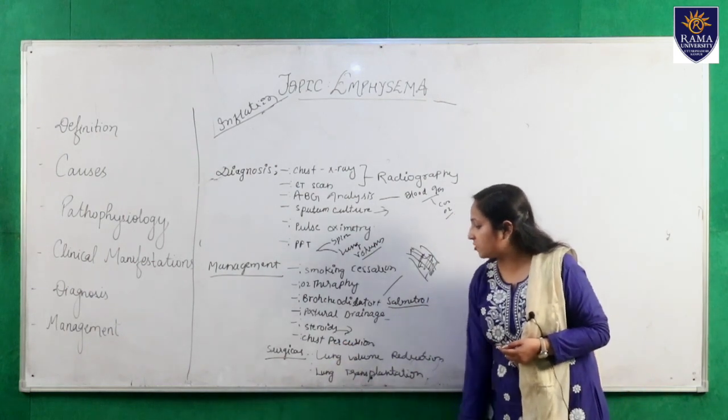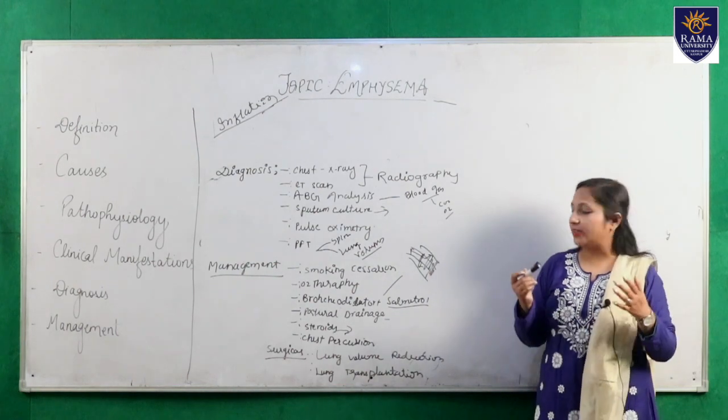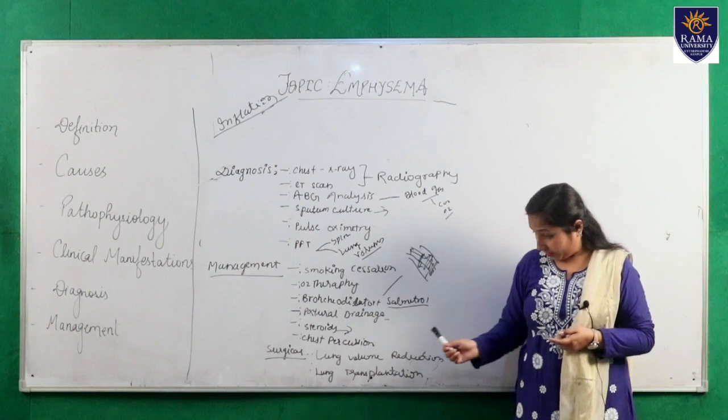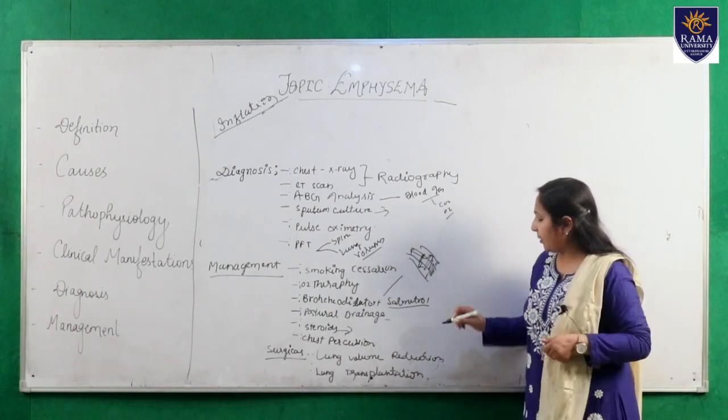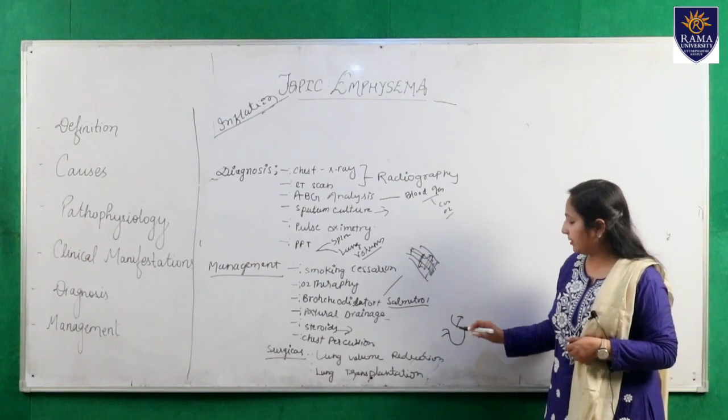Next is the surgical management. The first surgery is lung volume reduction. We reduce the lung volume with a surgical procedure which will remove the damaged alveoli or damaged part. This will be removed by the surgery.